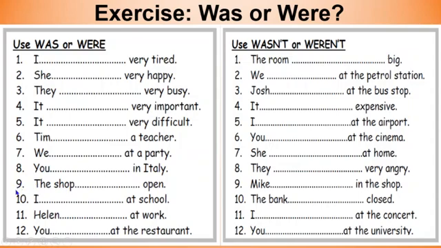Number nine, the shop was open, singular. Number 10, I was at school, singular. Number 11, Helen, singular, because it's she. Helen was at work. And 12, you, plural, you were at the restaurant. Okay, now in the next exercise you have to do it by yourself.